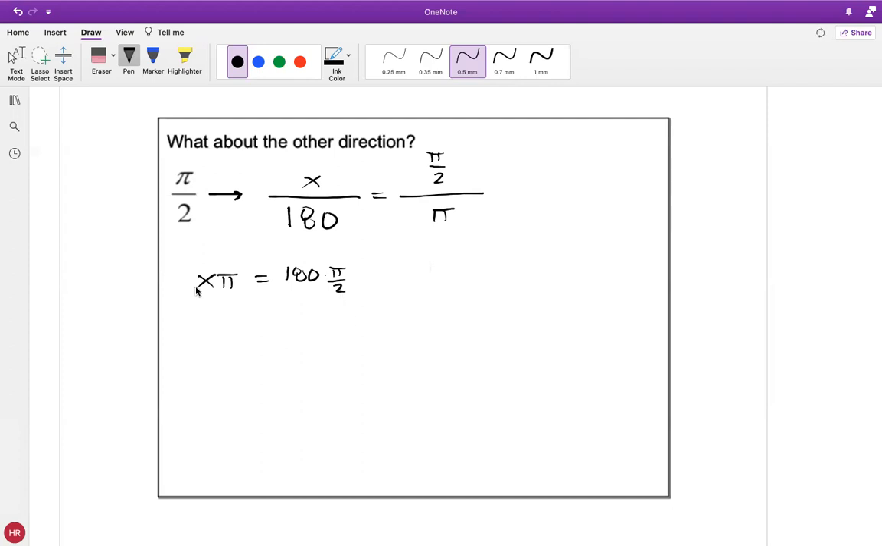And now to get x by itself, I divide both sides by pi. And so this side is now just x. And it's 180 times pi over 2 divided by pi. This is a pretty messy fraction. I don't like it very much. So I'm going to clean it up a little.